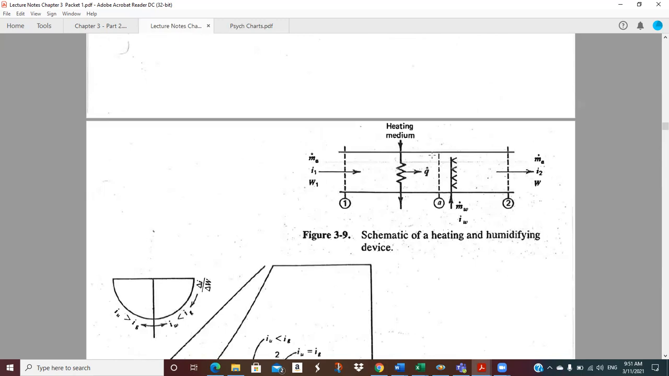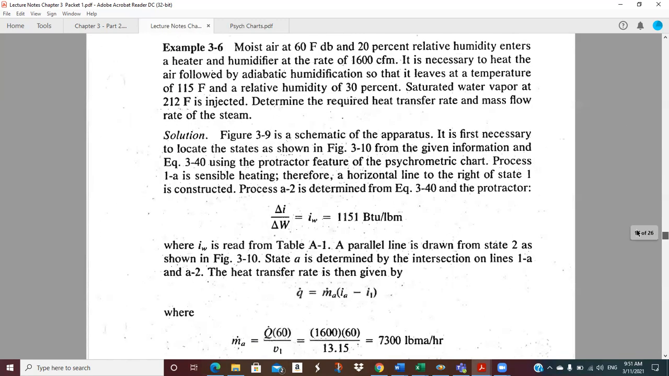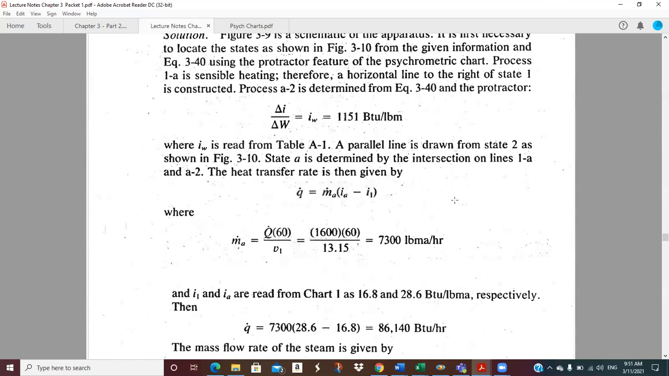And again, that's a picture of the device, just so everybody has that clear in your mind. Okay, so there's my 1151. So for the heat transfer rate, and he uses a small q, but this is a total Q. This is total BTUs per hour that the coil has to put into the airstream.